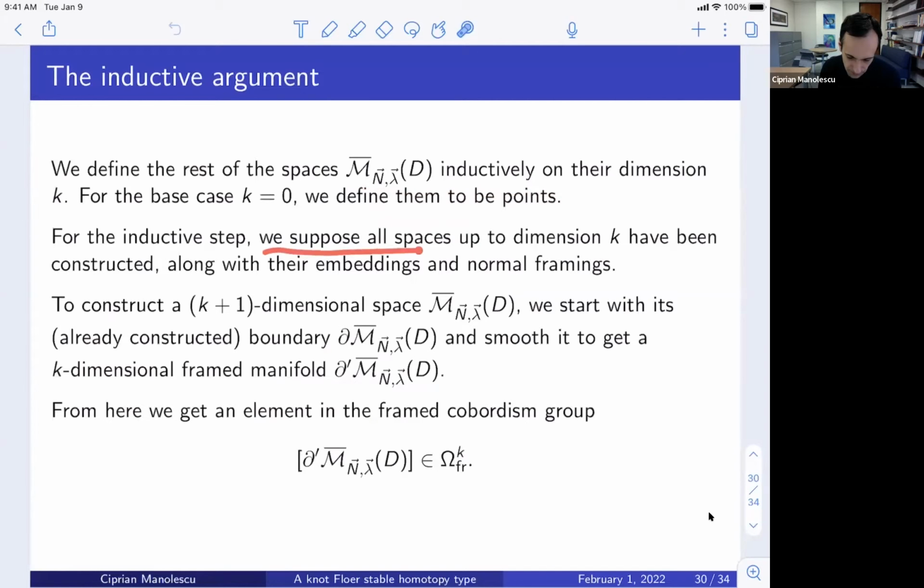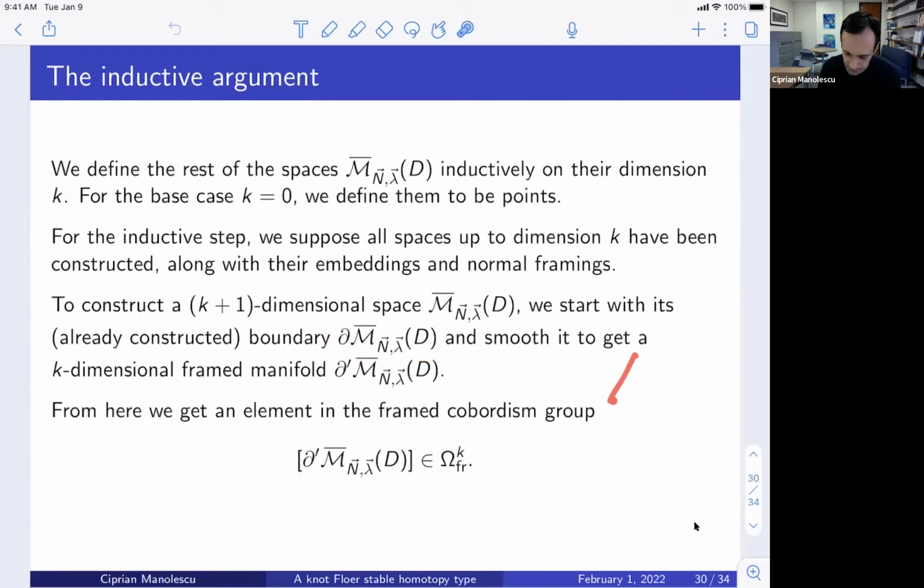So let's suppose we constructed all the moduli spaces up to dimension k, along with embeddings and normal framings, and with their given local models. So the local models are based on this generalization of the Whitney umbrella. Okay, so to construct a new space, we're gonna start with the boundary and we just wanna fill in the boundary. So the boundary is already there. I mean, it's made out of products of the lower dimensional moduli spaces and we wanna fill it.